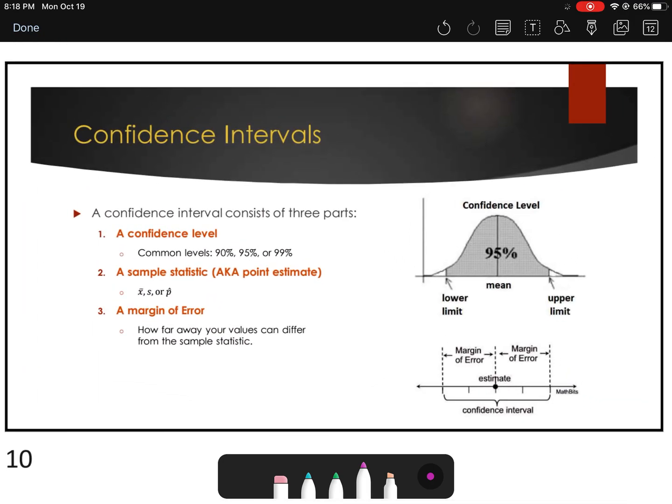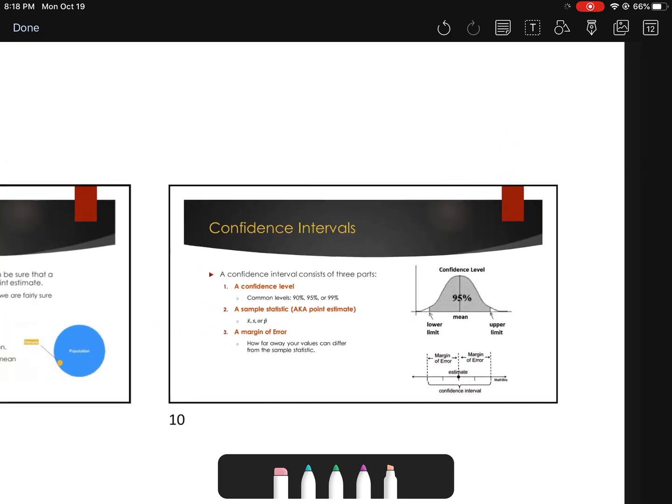Okay, so let's look here. A confidence interval consists of 3 parts. Like I was talking about, the common confidence levels are 90%, 95%, or 99%. A sample statistic, aka my point estimate, so you have x bar, s, or that little p hat, things we were talking about: mean, standard deviation, or proportion. And your margin of error, which is how far away your values can differ from the sample statistic. We're going to talk about how we find all of those in just a second.